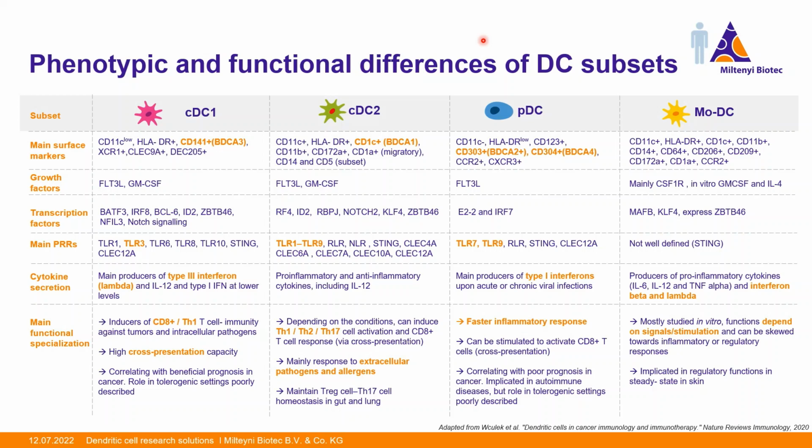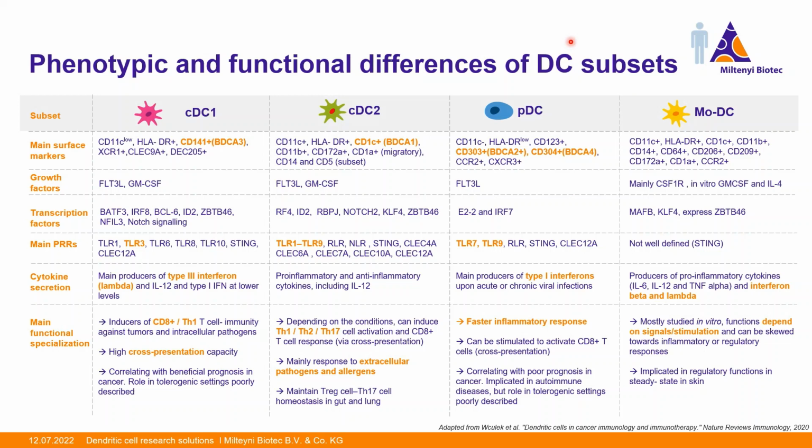So DC subsets have different ontogeny and depend on different growth factors. Their identity is regulated via the expression of different transcription factors. And functional specialization of DC subsets results from the expression of different receptors, including the pattern recognition receptors, PRRs, but also various cytokine secretion. It's commonly known that cDC1 are potent inducers of Th1, helper T cell 1, immunity, and cDC2 can induce Th1, Th2, as well as Th17, and pDCs initiate antiviral responses.